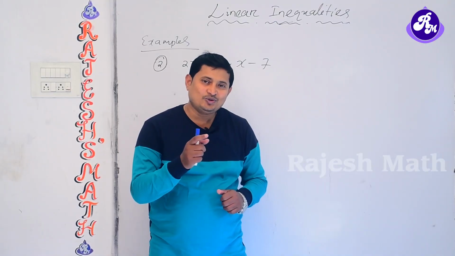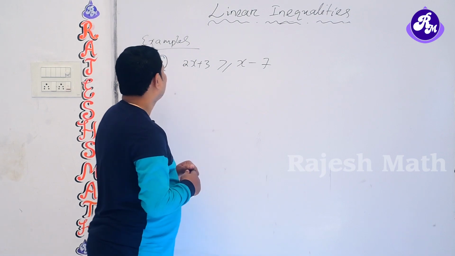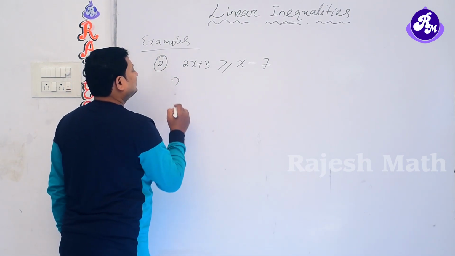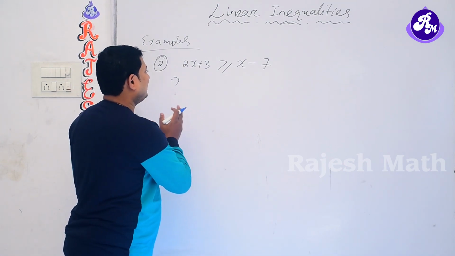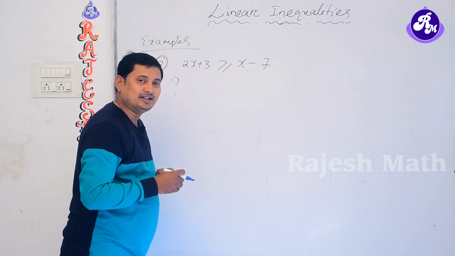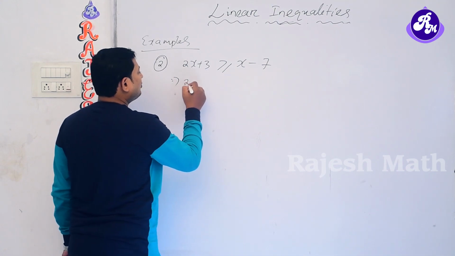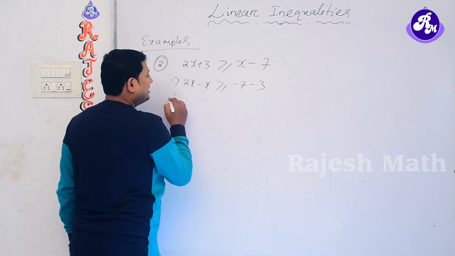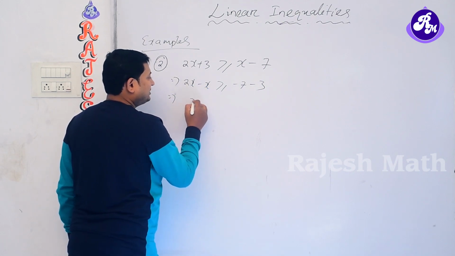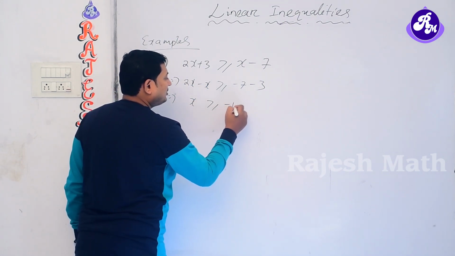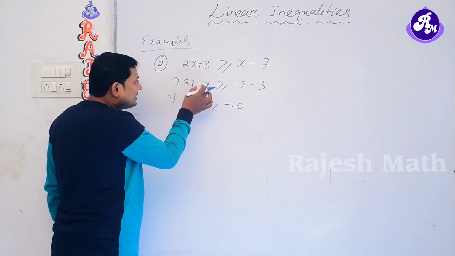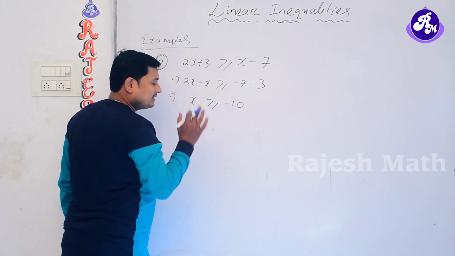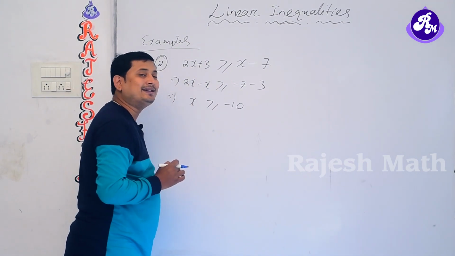Okay, moving towards the next example. See, 2x plus 3 greater than or equal to x minus 7. Now, always keep the variables on the left hand side and the constants towards the right hand side. So 2x minus x greater than or equal to minus 7 minus 3. That is, 2x minus x means x, and minus 7 minus 3 is minus 10. So x greater than or equal to minus 10.